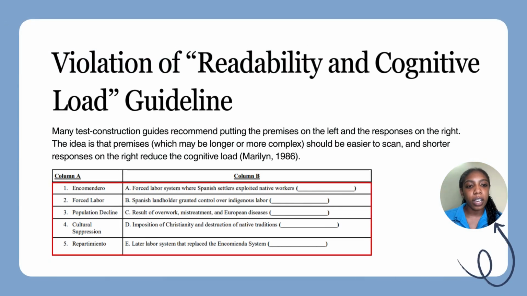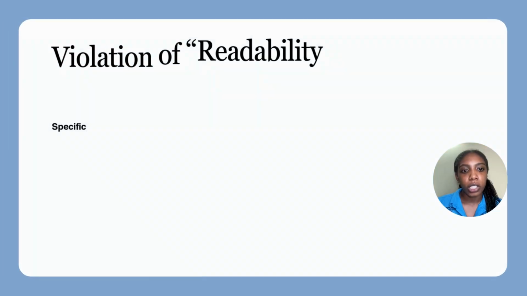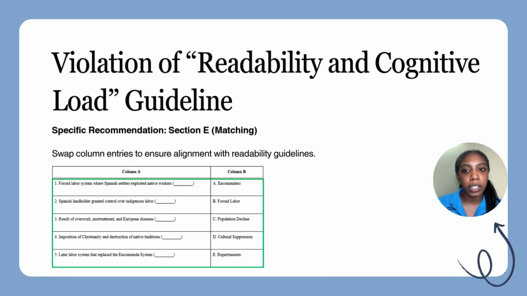Violation of readability and cognitive load guidelines. Many test construction guides recommend putting the premises on the left and the responses on the right. The idea is that premises, which may be longer or more complex, should be easier to scan, and shorter responses on the right reduce the cognitive load, according to Marlene 1986. So the recommendation for section E, the matching section, is to swap column entries to ensure alignment with readability guidelines.